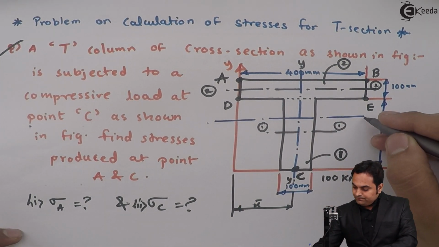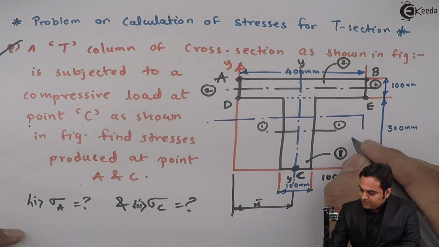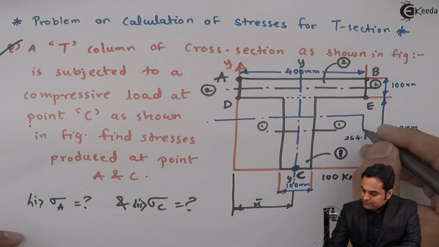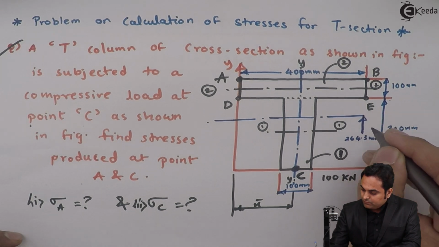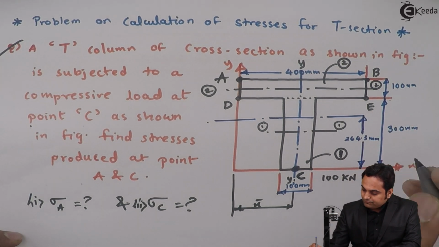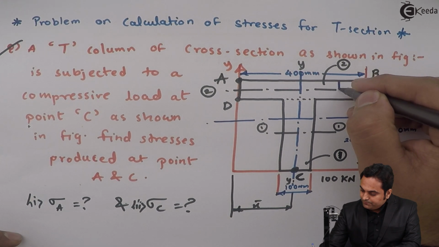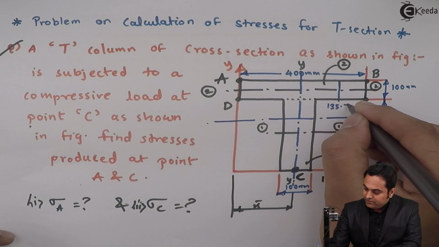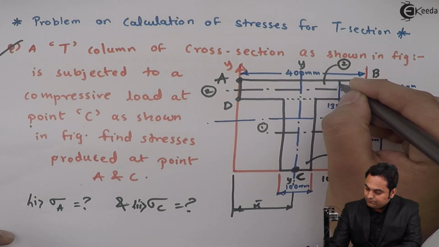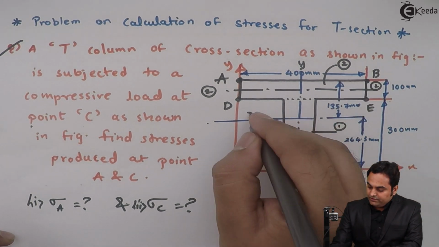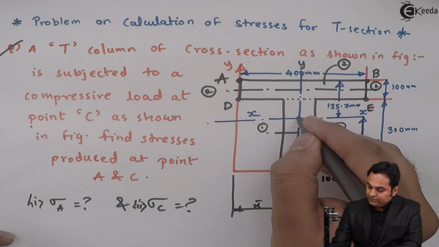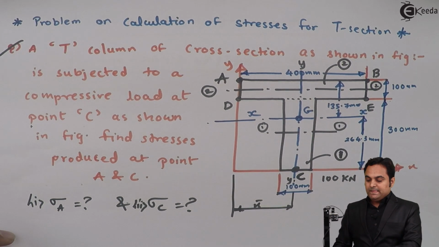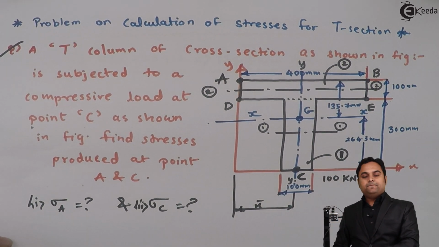So here this distance I am marking it as 264.3 mm. This is the location of the x-axis from the bottom, and from the top it is 135.7 mm. So here I have located the x-axis for the T section. Wherever x and y intersect, that is the centroid. So the centroid has been located.